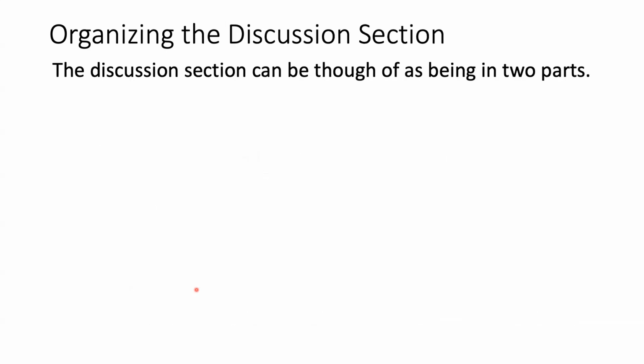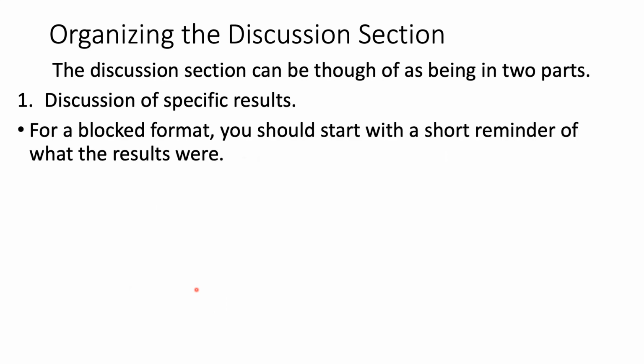Now, how do we go ahead and work in the discussion section? It is worth noting there are 2 major parts of the discussion. The first is going to be discussing the results. So this is going to be discussing the specific results in your section, knowing what discussion pairs with which results. This is most particularly problematic if you're using a block format. If you're using a block format, your discussion is separate from your results.